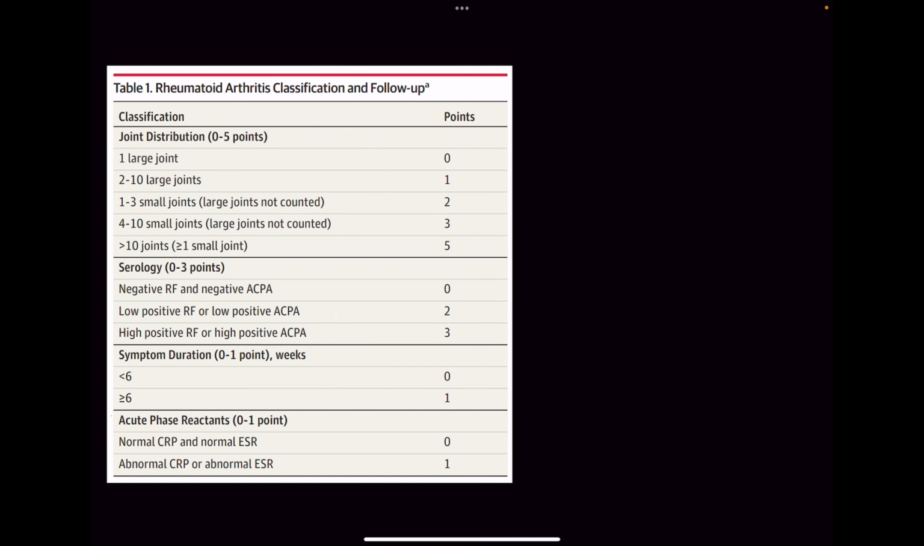But this criteria was later modified in the year 2010, and the criteria I displayed now has more sensitivity and more specificity to diagnose rheumatoid arthritis. So, of this 10-point system, if someone is having 6 or more, then they are diagnosed or classified as having rheumatoid arthritis.